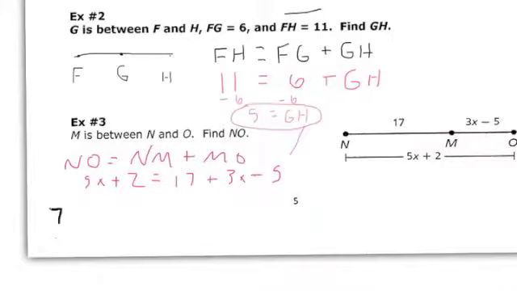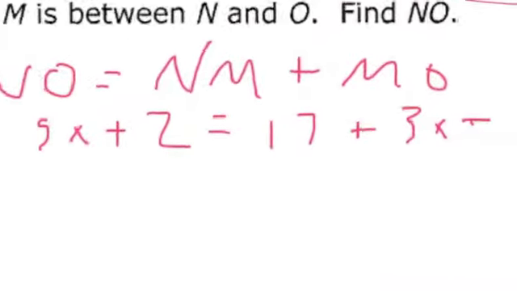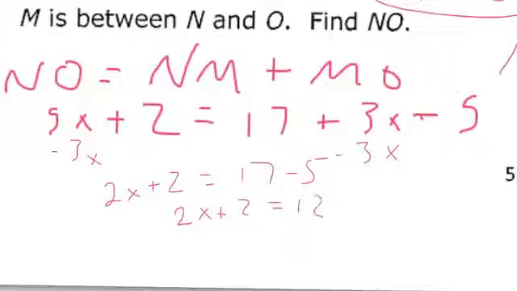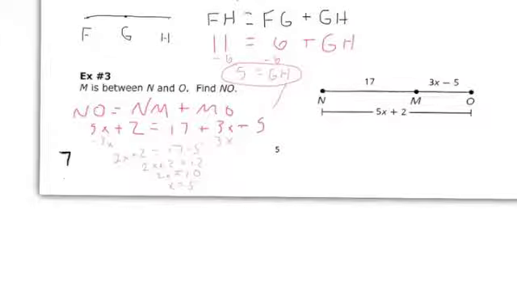So we're going to solve that big scary equation. Woohoo! Going back to algebra. First thing we're going to do, get all the x's on the same side. So we have 2x plus 2 equals 17 minus 5. And then we'll solve it. We have 2x plus 2 equals 12. Then 2x equals 10 after you subtract 2 on both sides, and then x equals 5. So we know that x equals 5.